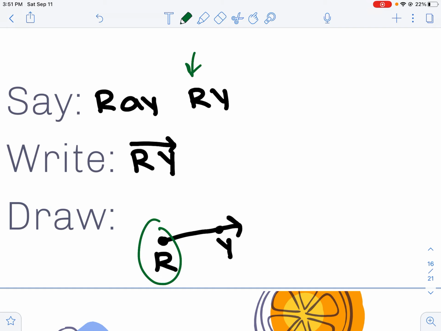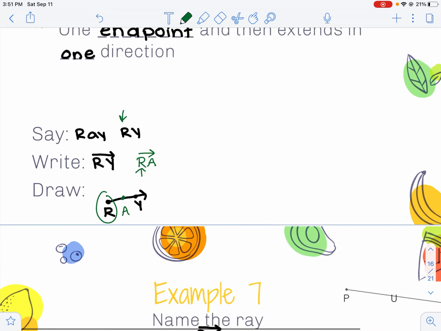When I write it, I always put the endpoint first and then any other letter. And then I draw a little baby ray up above it. If I had a second letter on here, I could also call this ray RA, but R has to come first. So in a ray, I can't reverse those letters. It has to be the endpoint first.